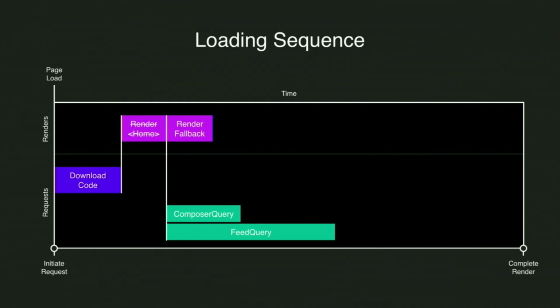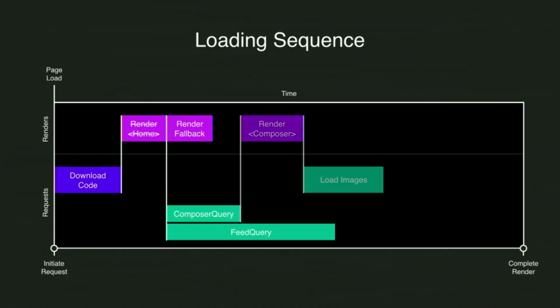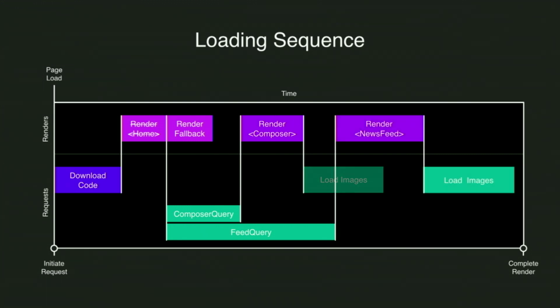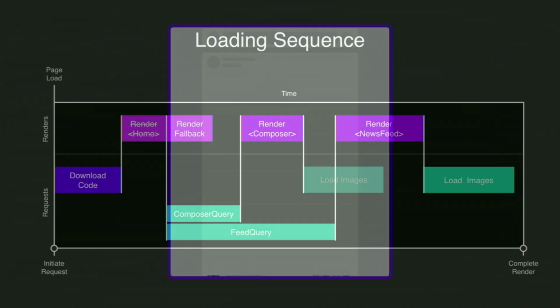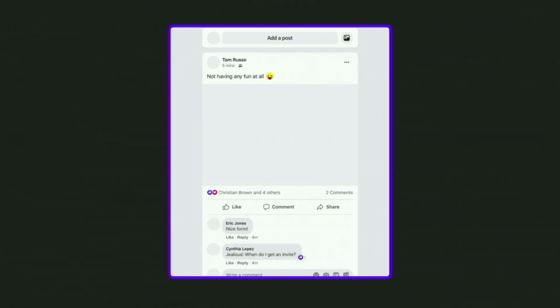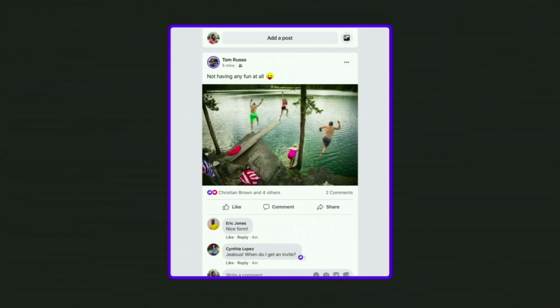OK, so we'll kick off two queries. We'll show a fallback. And as each useQuery call resolves, they will inform React, OK, this component is ready, so try it again. So for example, Composer query completes. React will render Composer. Newsfeed query completes. React renders newsfeed. So again, what does that look like to the user? Initially, they'll see two placeholders. Then Composer will resolve, again, without images. The browser is still downloading it. Then feed without images. And then images will load in whatever order they are ready.